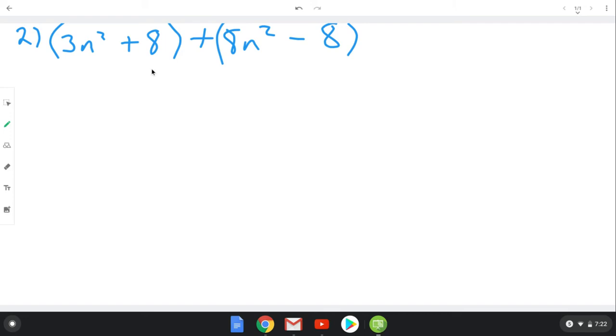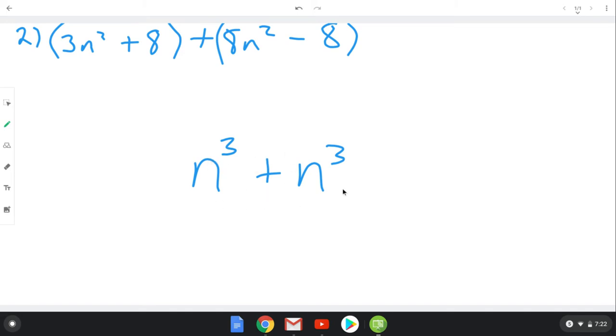And first of all, when you're looking at adding and subtracting polynomials, you can only add or subtract things that have the same power. So for example, if I have n squared plus n cubed, there's nothing I can do there because they don't have the same power. If it's n cubed plus n cubed, then I can add those.